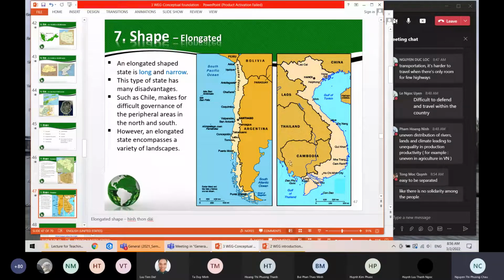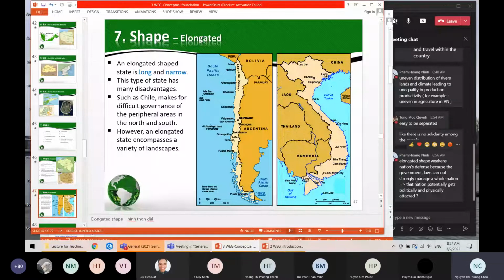So easy to be broken. And why? Okay, from Hoàng Ninh: an illegal shape weakens national defense because the government's laws cannot strongly manage a whole nation. That nation potentially gets politically and physically attacked. Yes, that is right.